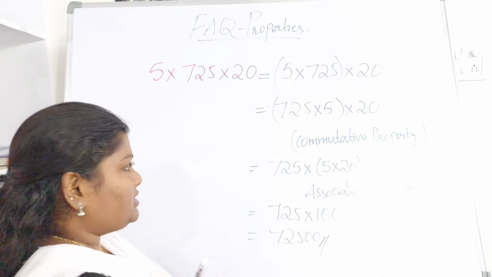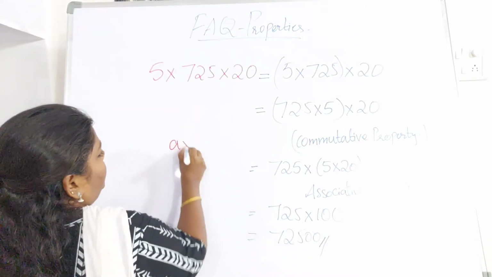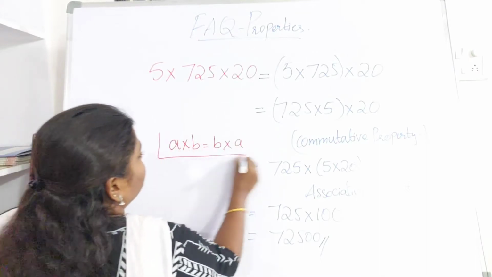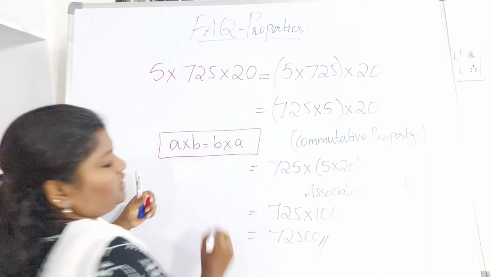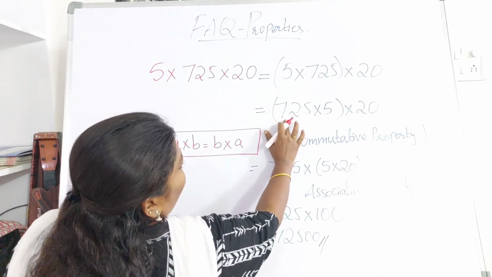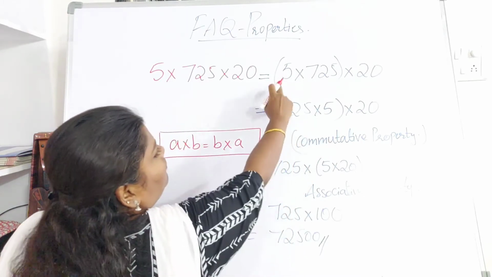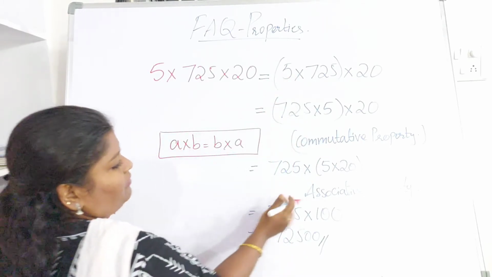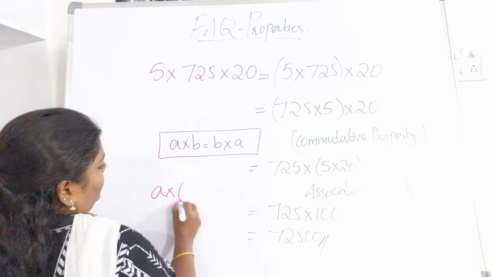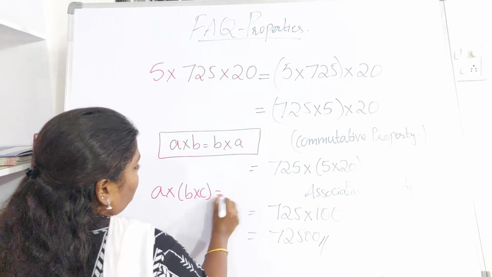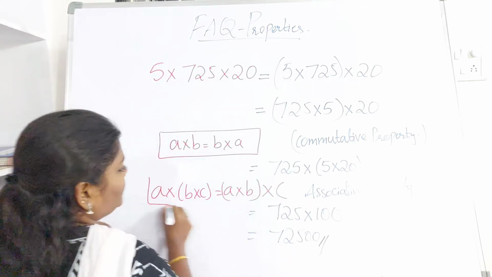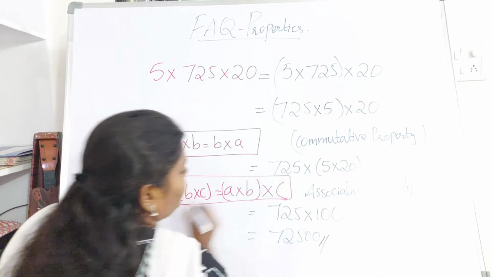Now commutative property is nothing but A into B is equal to B into A. So by interchanging the numbers, the value is not going to change in multiplication. So this is commutative property. So I have interchanged the 725 into 5 as 5 into 725. In the same way, associative property: A into B into C is equal to A into B into C. Now this is associative property.